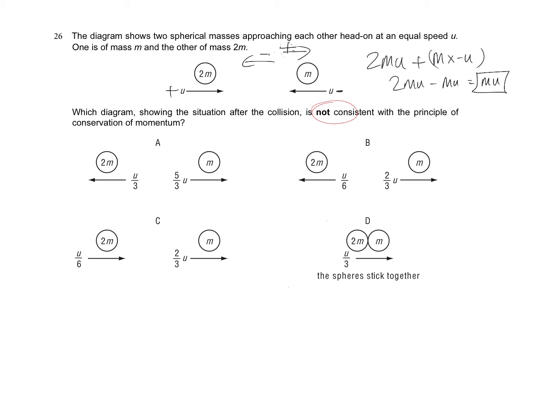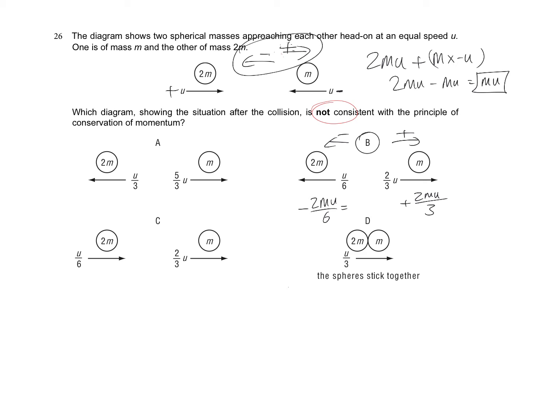So all you're doing in these ones below is working out the momentums using the same directions and working out which one is not consistent with it. To speed this up, the answer is B. So let me show you why. Here, again, we're saying right is positive, left is negative. So we've got negative 2mu over 6 here. We've got positive 2mu over 3.